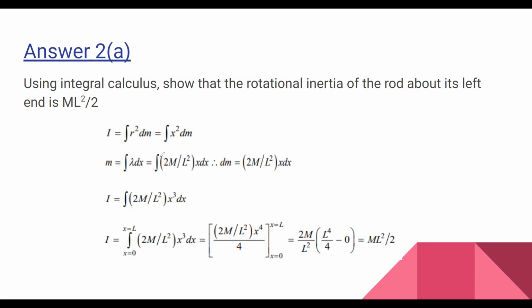So I is equal to the integral of 2m over L squared times x cubed dx. The bounds for this are from when x equals 0, which is at the center of rotation, to when x is equal to L, which is at the edge of the rod. So you use a definite integral with bounds 0 and L, and you just subtract and you get ml squared over 2.